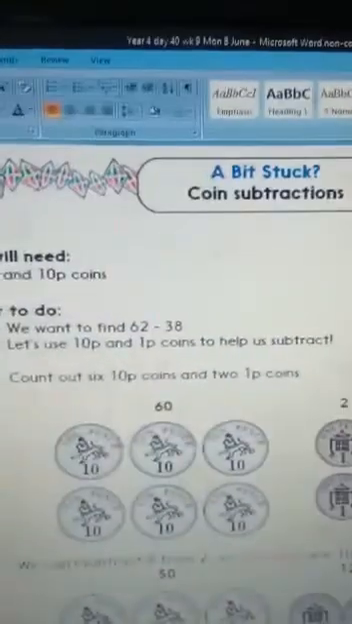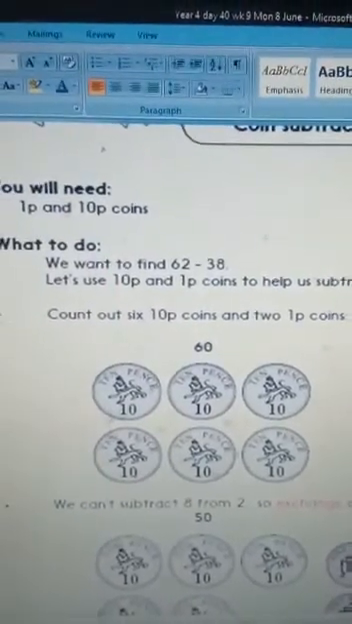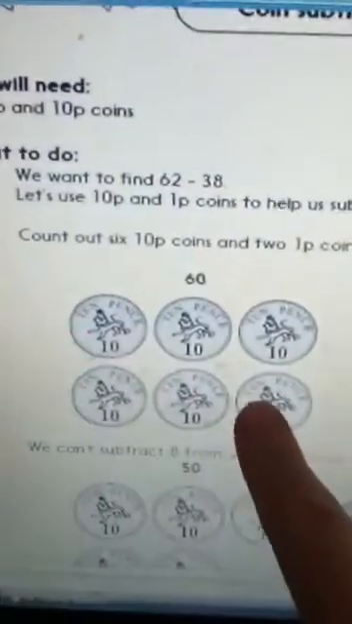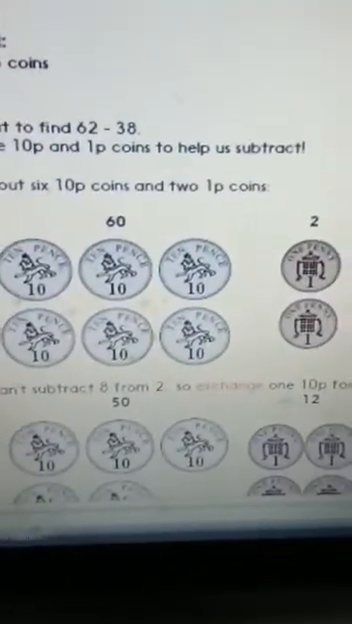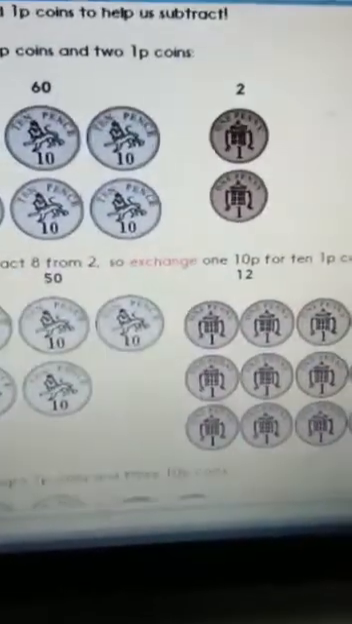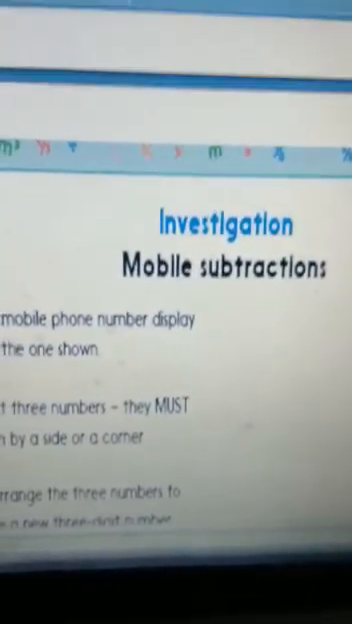So if you can do those practice sheets, if you're a little bit stuck, you can use coins to work out sums where you partition numbers. So 62 take away 38, we've got our 6 tens and our 2 ones, and 38, 3 tens and 8 ones. Okay.